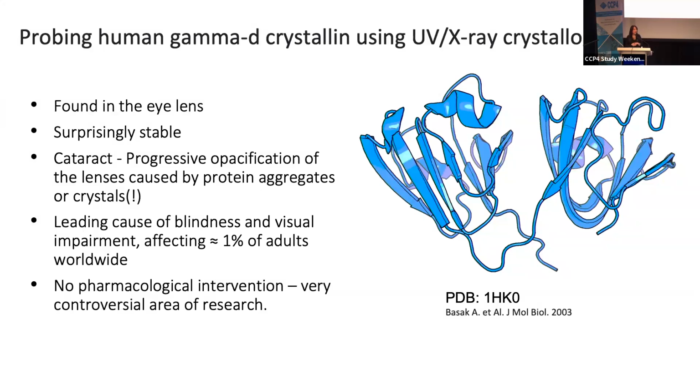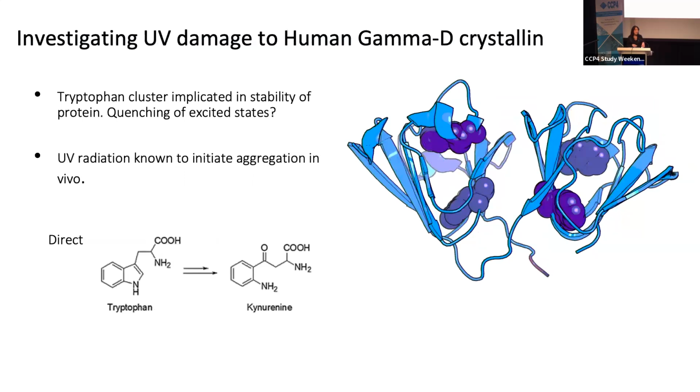Because at some point in our lives, these proteins start to unfold, they stick together, they aggregate, and they form cataract. Cataract is actually the leading cause of blindness worldwide. 1% of adults in the world suffer with cataracts. Here in the UK, in places where we have national health services, it's okay because we can get an operation to replace our lens. But there is actually no pharmacological intervention for cataracts at the moment. It's quite a controversial area of research. But what we wanted to do was to understand how this protein is stable in the face of daily UV radiation, and also what happens when that stability fails.